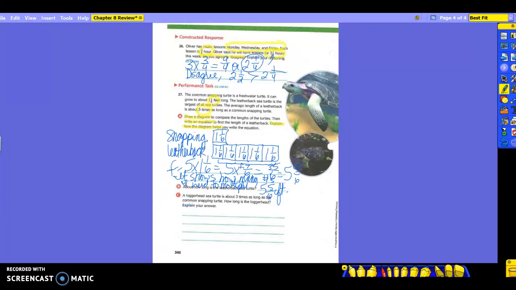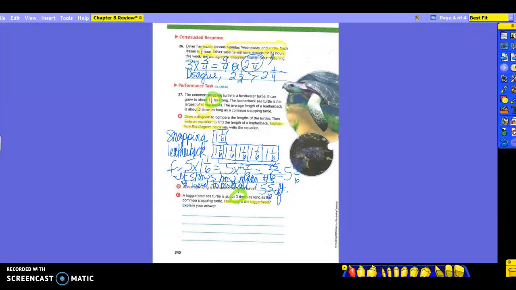C. A loggerhead sea turtle is about 3 times as long as the common snapping turtle. How long is the loggerhead? And explain your answer. So here's your question. This time I'm using how many times? 3 times. And what other turtle do I need to be using? Snapping. The snapping turtle, which is what number up here? Still the 1 and 1/6, right? So I'm going to put 3 in here so we know that we're using it for it. Okay? So, what's my equation going to be?